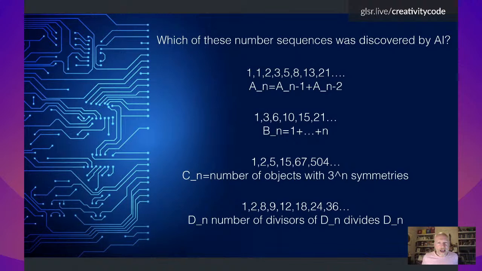Is it A, 1, 1, 2, 3, 5, 8, 13, 21? Is it B, 1, 3, 6, 10, 15, 21? Or is it C, 1, 2, 5, 15, 67, 504? Or is it D, 1, 2, 8, 9, 12, 18, 24, 36? And there's a little definition under each of those of what the numbers are actually counting. So can you pick out the one you think was discovered by AI?